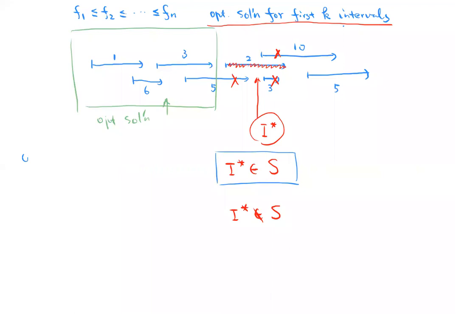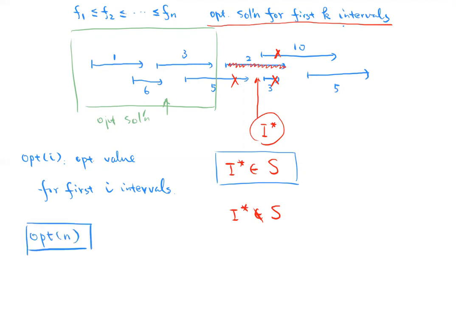Say OPT(i) denotes the optimal value for the first i intervals. So the value of the optimal solution for the first i intervals. What we need to do is find the optimal value OPT(n). That's what we want.